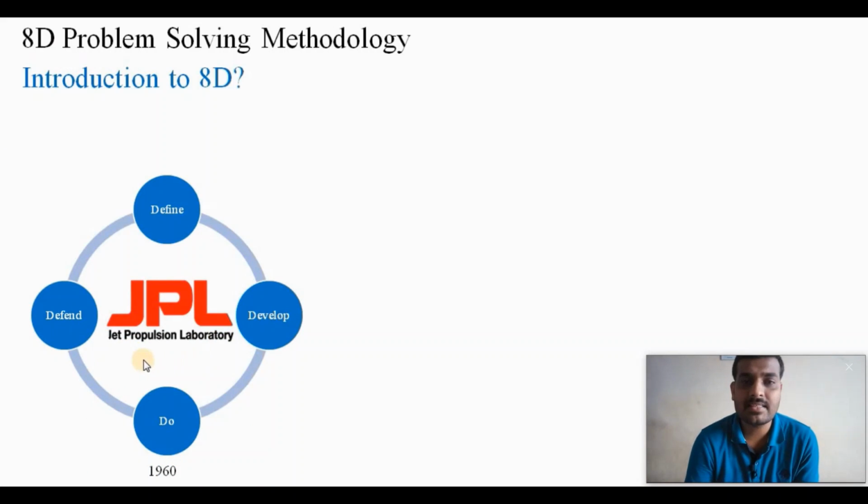In 1960, the Jet Propulsion Laboratory, a unit of NASA, started using the 4Do's methodology for problem solving. It consists of define, develop, do and defend. In the define phase, the problem description is defined, and in the develop phase, the corrective actions are developed in order to eliminate the problem or defect. In the do phase, those corrective actions are implemented, and in the defend phase the output is controlled with those corrective actions.